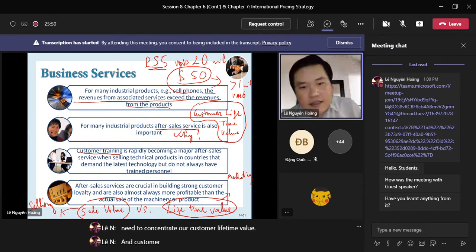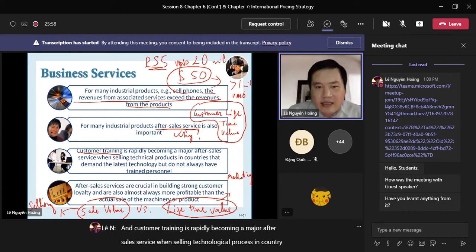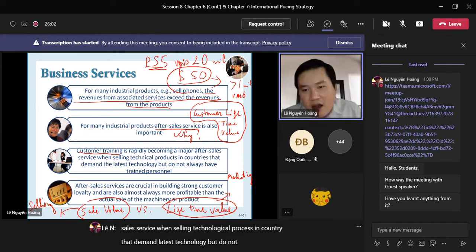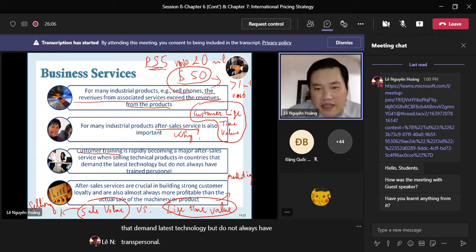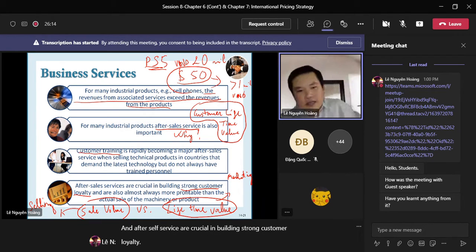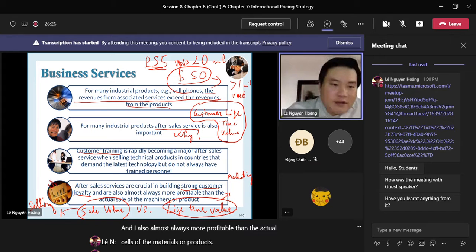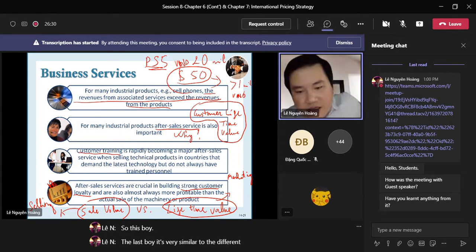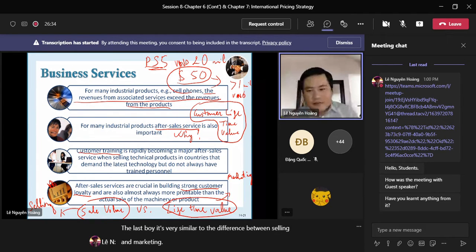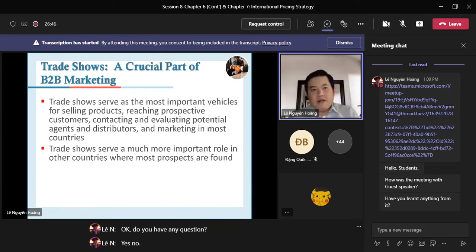And customer training is rapidly becoming a major after-sales service when selling technological products in countries that demand the latest technology but do not always have trained personnel. And after-sales services are crucial in building strong customer loyalty and are also almost always more profitable than the actual sales of the machinery or products. So this last point is very similar to the difference between selling and marketing. Okay, do you have any questions? Yes? No? Let's move on.